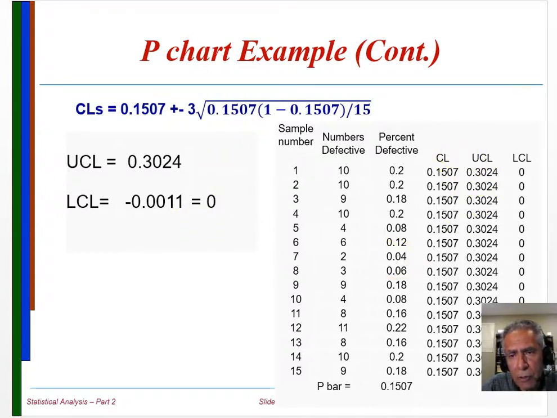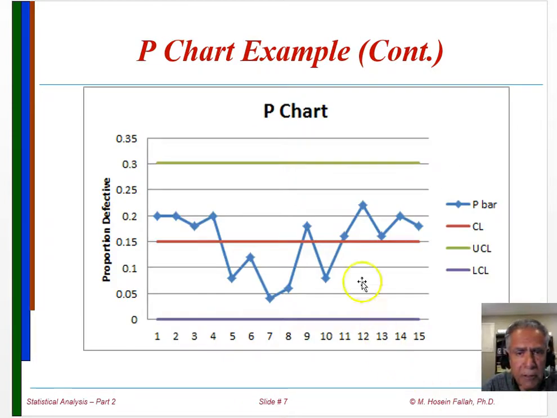And so now I've got my upper control limit, lower control limit, and the center line. This is the lower control limit, and this was the center line. And so now I can plot that. Here's my P chart.